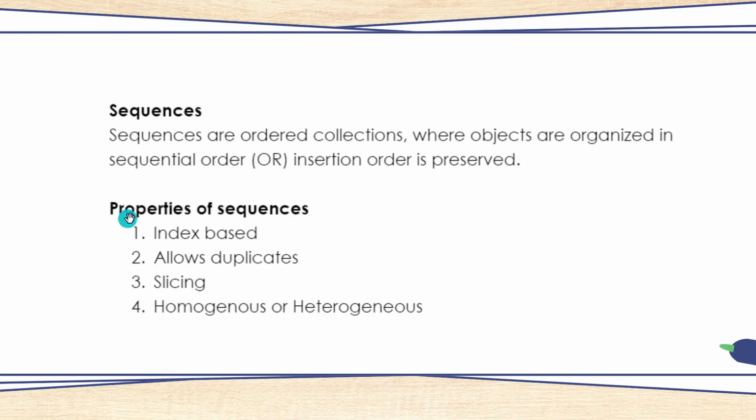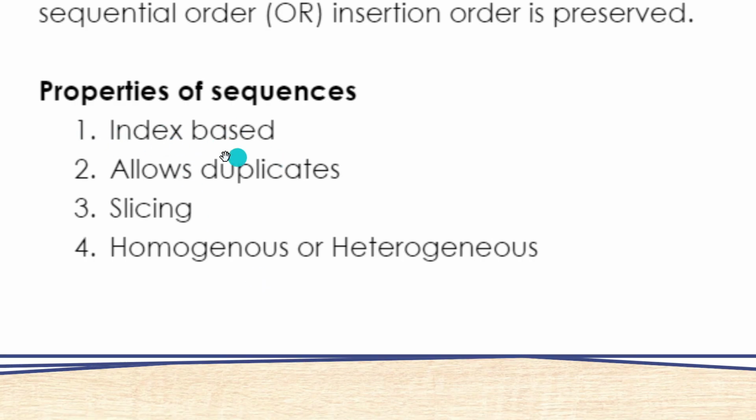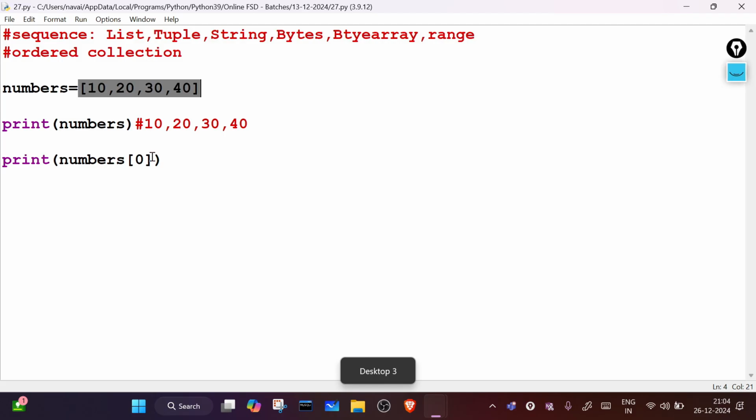Properties of sequence. What are the properties of sequence? The properties are: index based, whatever sequence we are using will be index based; it allows duplicates; it allows slicing; and it can contain homogeneous or heterogeneous elements. What is the meaning of indexing? Indexing means, with the help of an index number you can access the element.